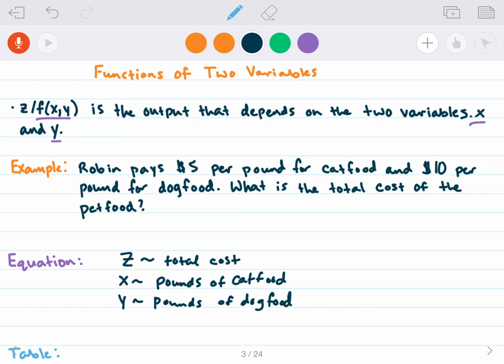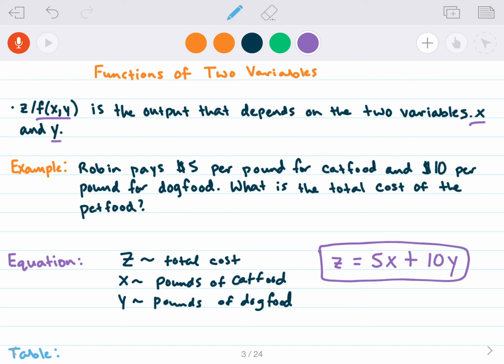So we can come up with an equation here. We can say the output is equal to what? How much is the total cost going to be? Well, it's going to be 5 times the number of pounds of cat food, right? Because it's $5 a pound, plus $10 per pound for how many pounds of dog food that we buy. This is going to be the total cost. So right here is our equation in two variables.